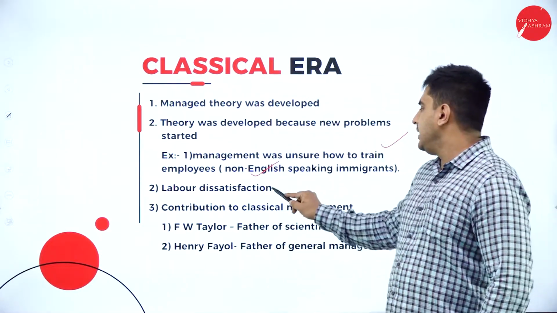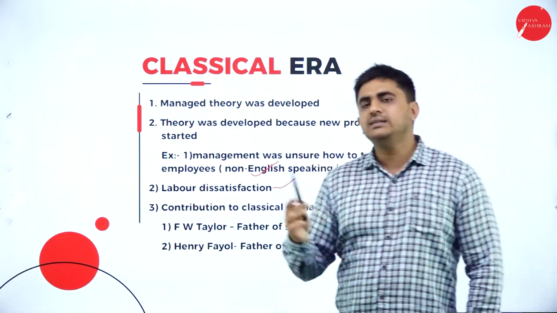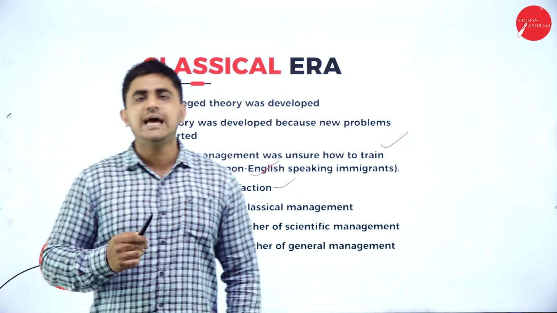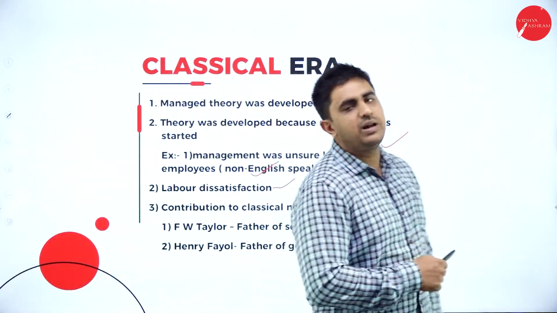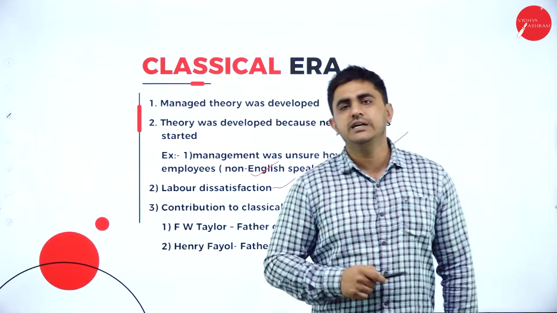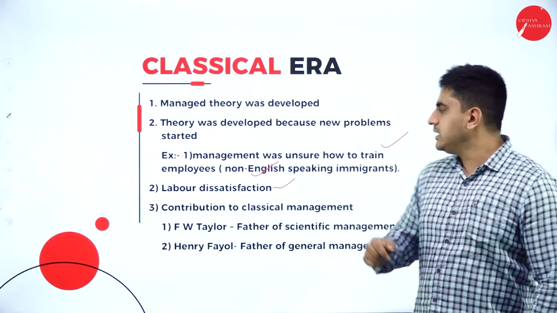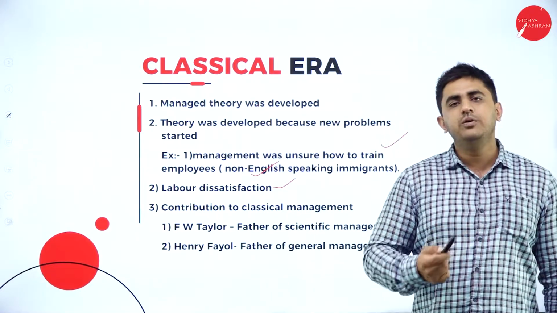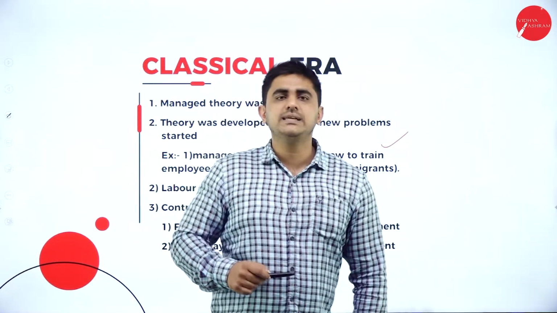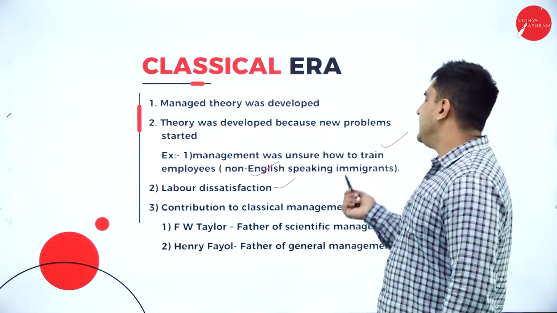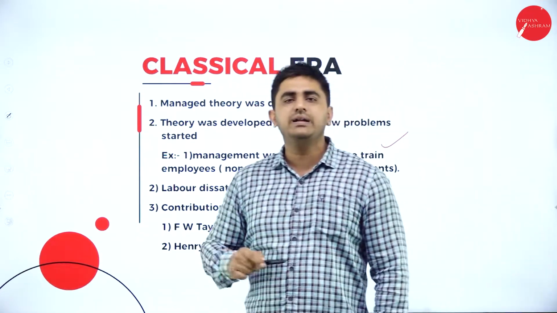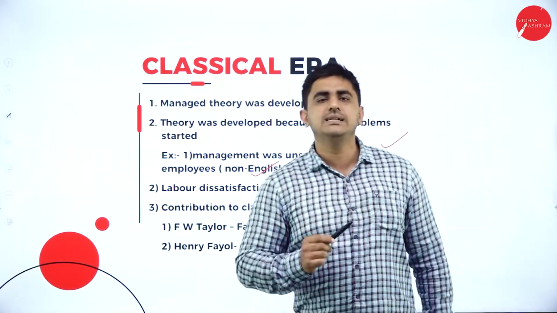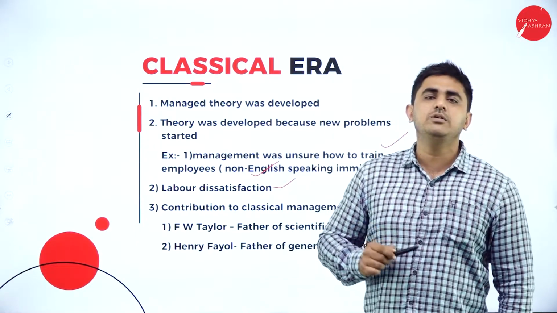Next is labor dissatisfaction. What does this mean? There was dissatisfaction among the labor regarding salary. One person would come and ask for a salary hike of 1,000. One more person would come and ask for a salary hike of 2,000. Now the managers were very confused about what to do. Suppose they increase the salary by 2%, what will happen? Then obviously all the workers will come and start asking for a hike in salary. So these were the problems that started during the Industrial Revolution.